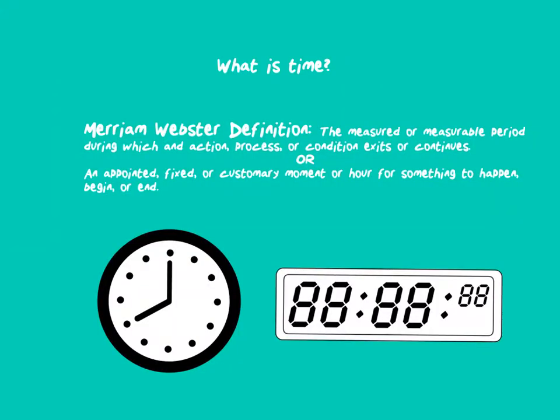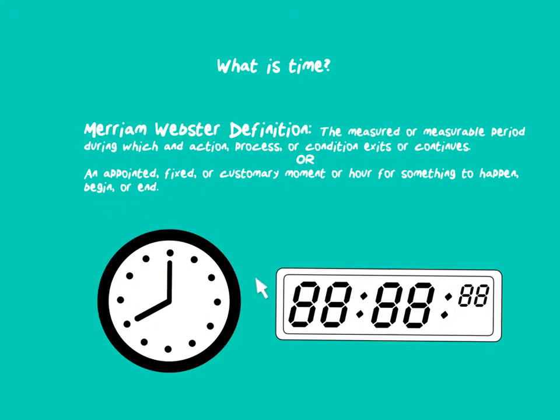What is time? Merriam-Webster definition: the measured or measurable period during which an action, process, or condition exists or continues, or an appointed, fixed, or customary moment or hour for something to happen, begin, or end.